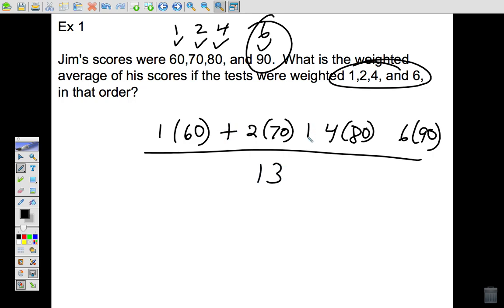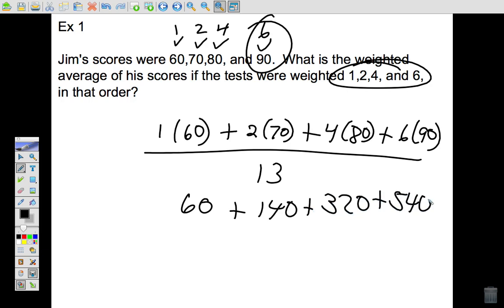Now, we're going to get a total on the top. So we're going to multiply. So you have 60 plus 140 plus 320 plus 540. And we're going to divide that total by 13.